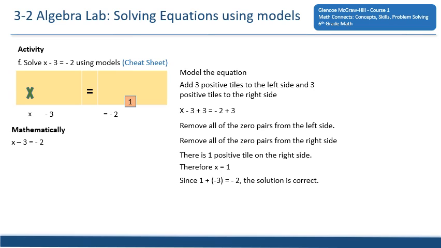So mathematically, if we just go through this again, x minus 3 equals negative 2. We're going to add 3 to both sides so that we can get x by itself. We get x plus 0 equals 1, and x equals 1.